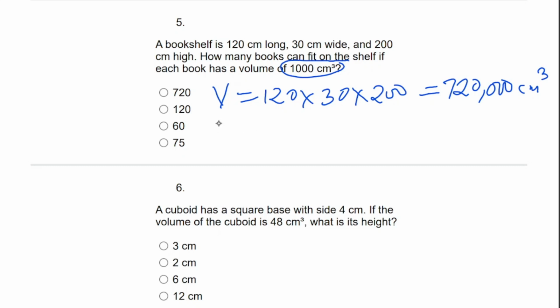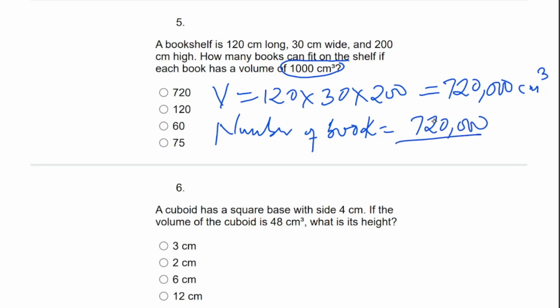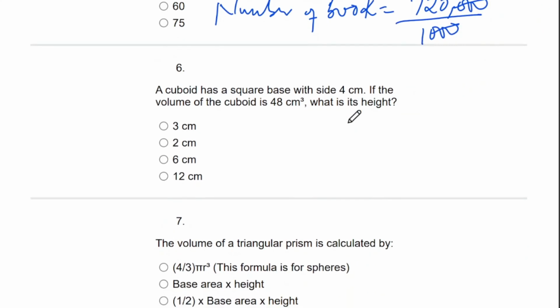So how many 1000 can we see from here? The number of books the shelf can contain will be 720,000 divided by 1000. So 0 cancels 0. That is going to give us 720 books. So I hope that is clear. Okay, move to question 6 now.